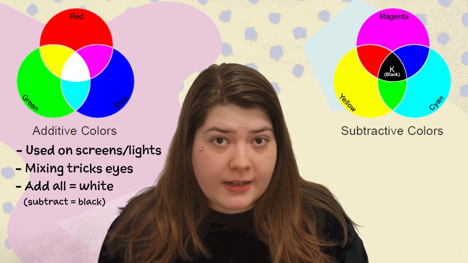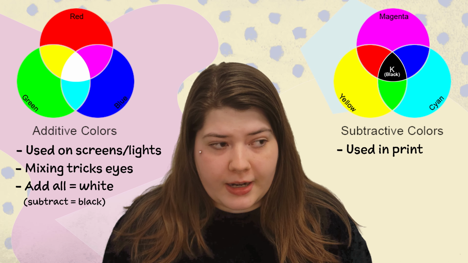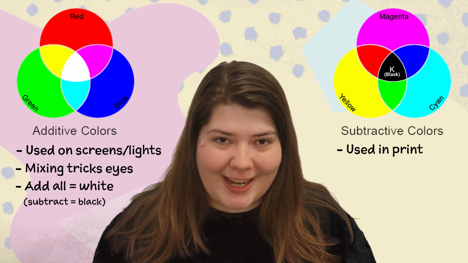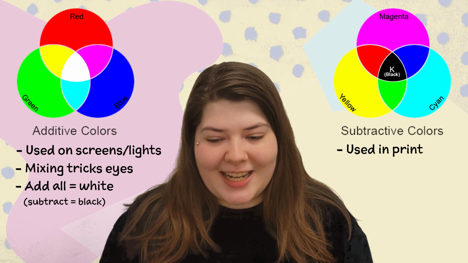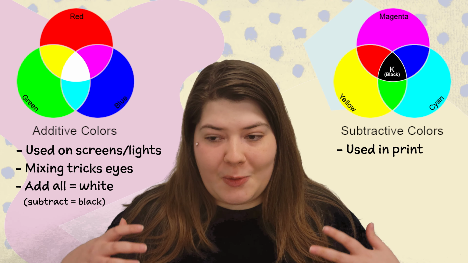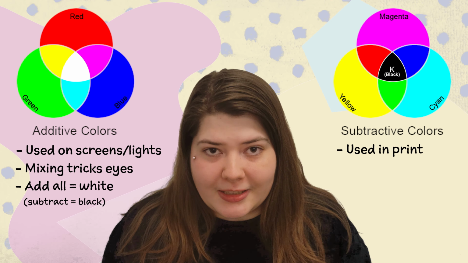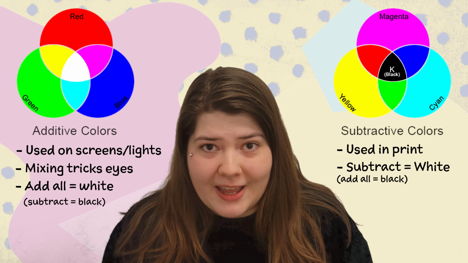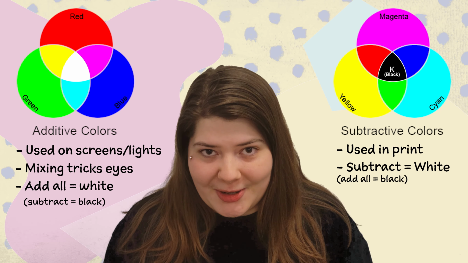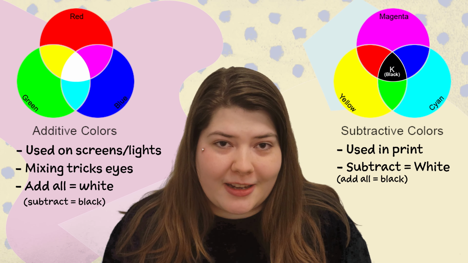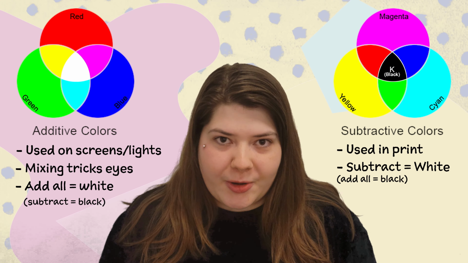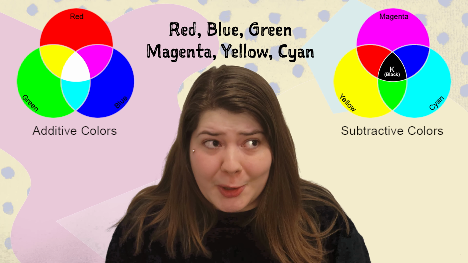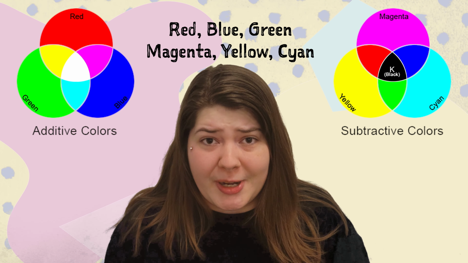When you're seeing print media or anything in the real world outside of screens, you're actually seeing what we consider subtractive colors. So they're subtractive because if you take them away, that's how you get white. If you add them all together, you actually get a black. So if you think about it, in digital art, we're working with 6 primary colors.